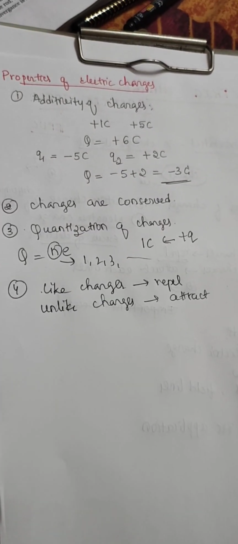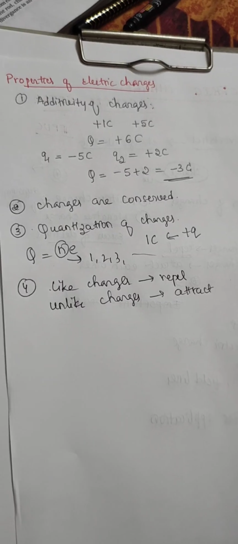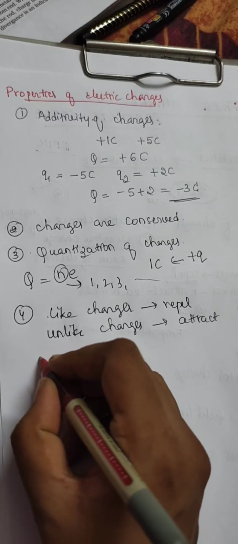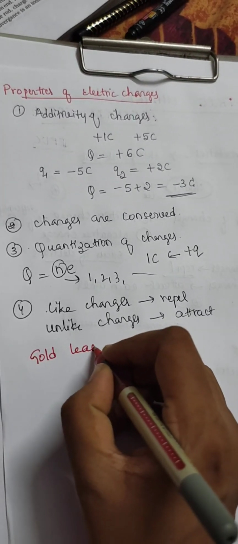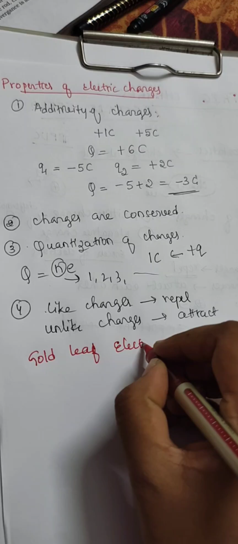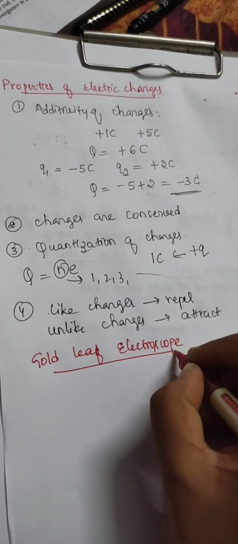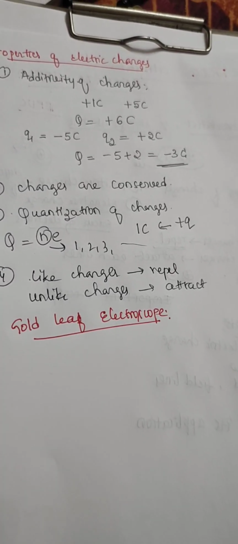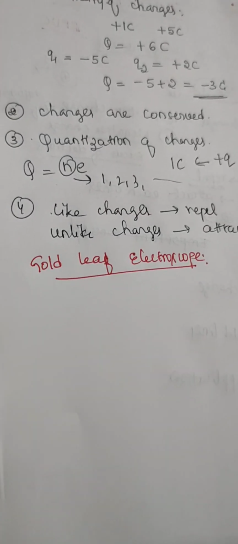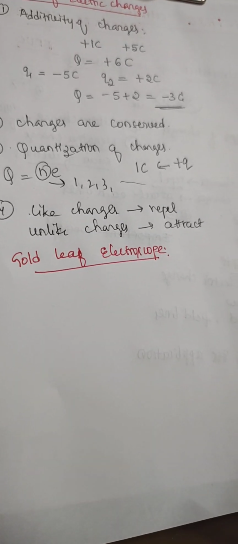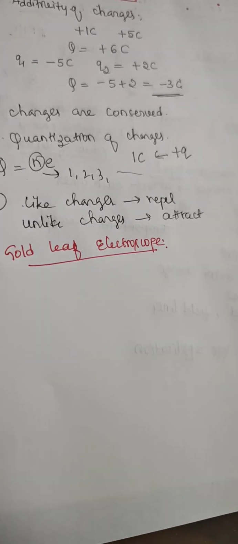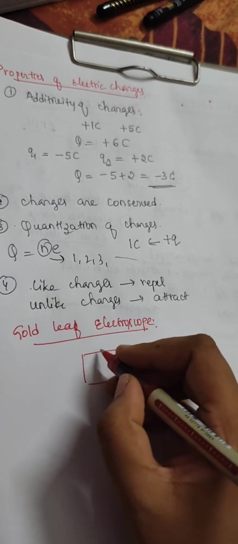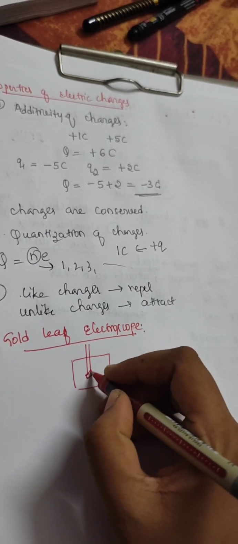Next, there is the concept of the gold leaf electroscope. They may ask you as an MCQ or for 1 or 2 marks, or they may include this topic. This gold leaf electroscope is a simple device used to detect electric charges. It consists of a box and a metal rod, and there are two gold leaves here.